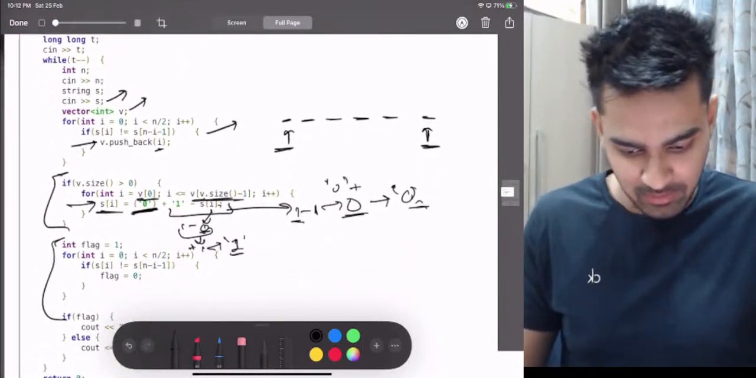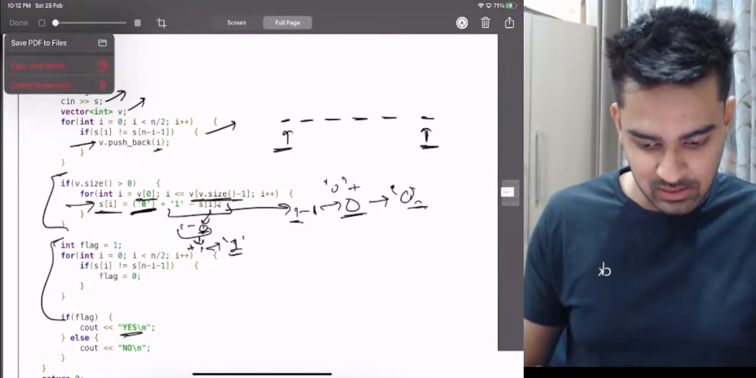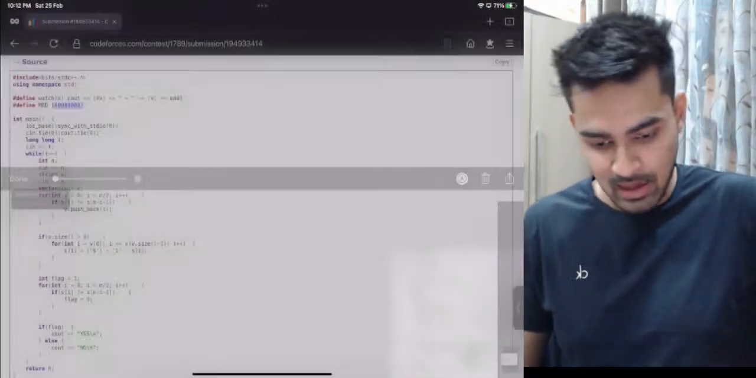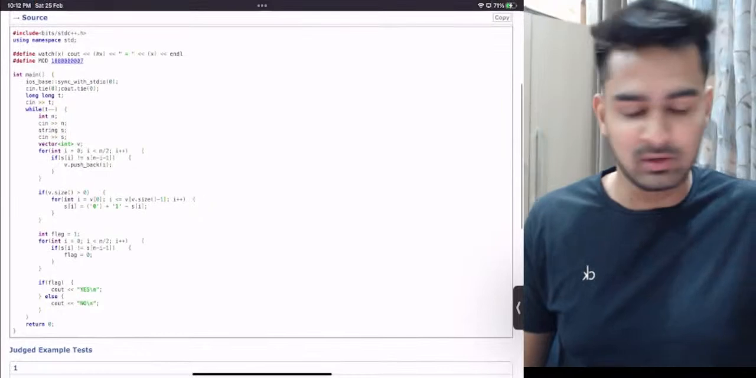Again, easy problem I would say. This is the code, if you want to see. And I think we can move forward to problem C.